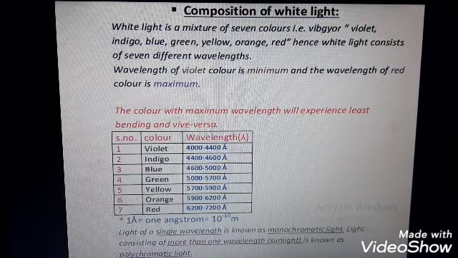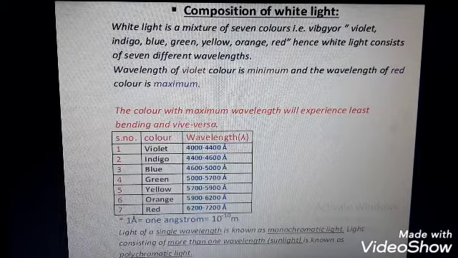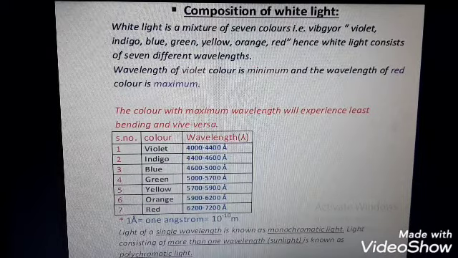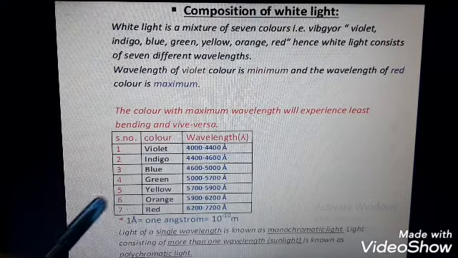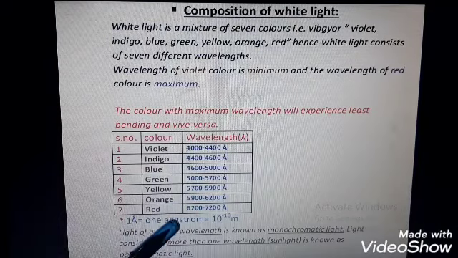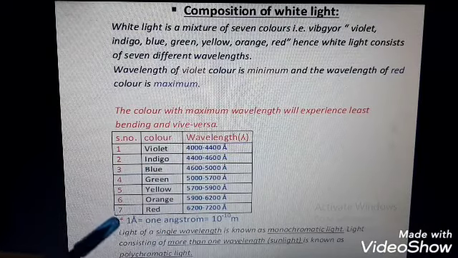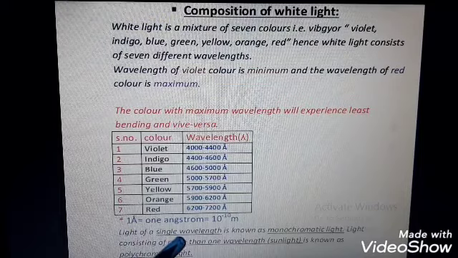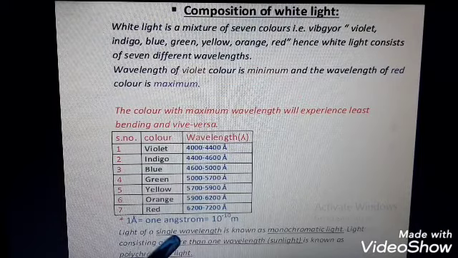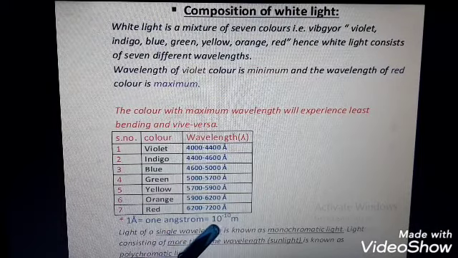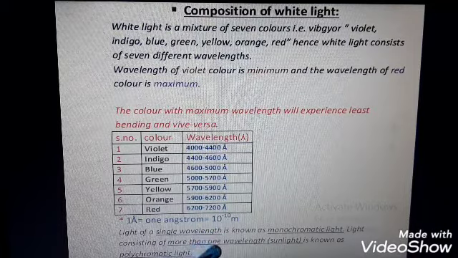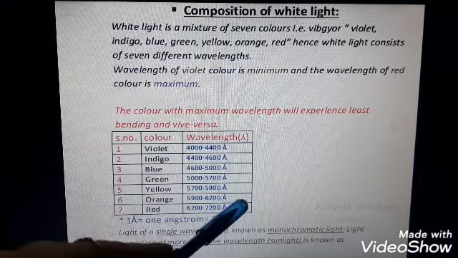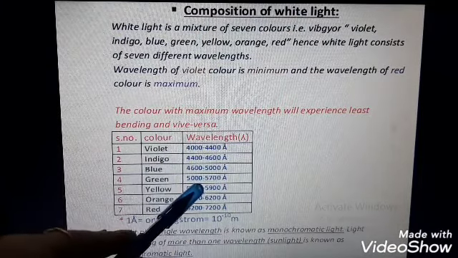Light of a single wavelength is known as monochromatic light, and light consisting of more than one wavelength, like our sunlight, is known as polychromatic light. Each color has a different wavelength, as you can see, and I have given it here in angstrom. Angstrom is the unit of wavelength, and if you want to convert it into meters, 1 angstrom is equal to 10 to the power minus 10 meter. The actual SI unit of wavelength is the meter.